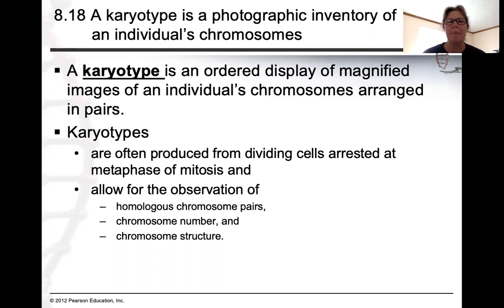Now, karyotype is where they take a picture of your chromosomes and they pair them up, and then they determine if there's any chromosomal issue. Are you missing a chromosome? Do you have an extra chromosome? Are you missing part of a chromosome? We cannot tell if you have a bad gene or not, but we can tell if you have a bad portion or segment of your chromosomes.